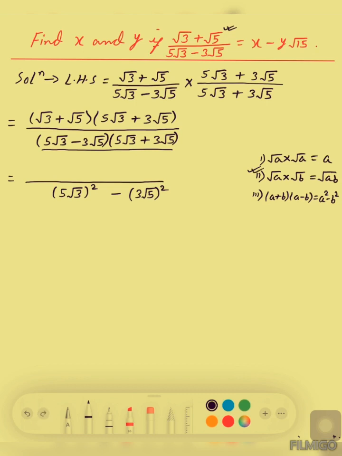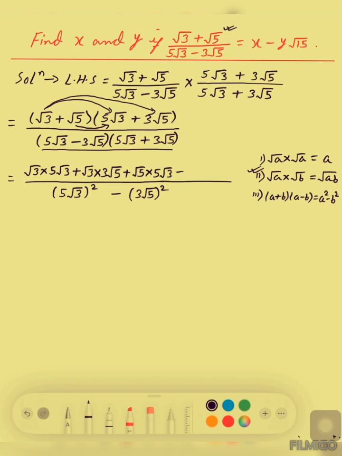Now come to the numerator. What we generally do in algebra is multiply the terms in product form. We are going to do it over here also: √3 into 5√3, then √3 into 3√5, then √5 into 5√3, and then √5 into 3√5.